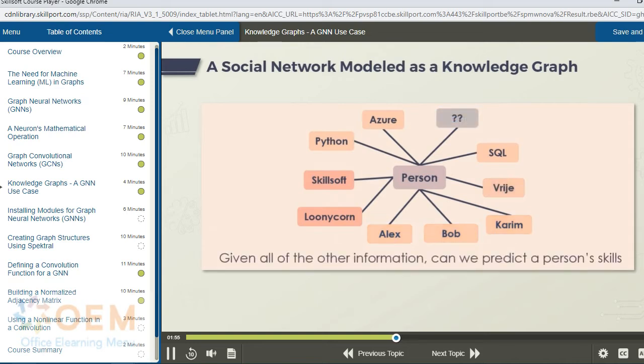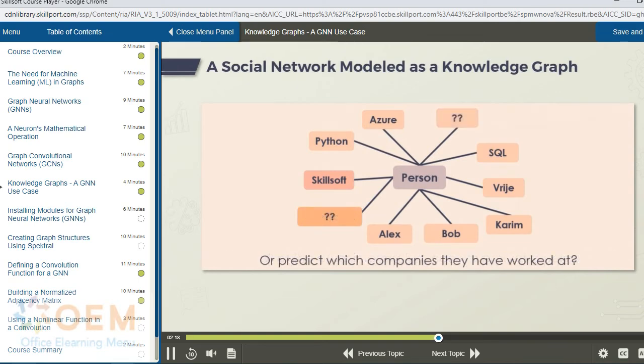For instance, given all of the other information present in this graph, is it possible for us to predict a specific skill which the person possesses? So given their connections, the companies they have worked at, as well as their other skills, can we make predictions in terms of skills that the person is likely to possess, but which they have not explicitly listed on their social network profile? Similarly, given all of the other information, could we also predict which companies they have worked at? And by extension, we could also try to predict individuals whom this person is likely to know, but is not connected to in the network.